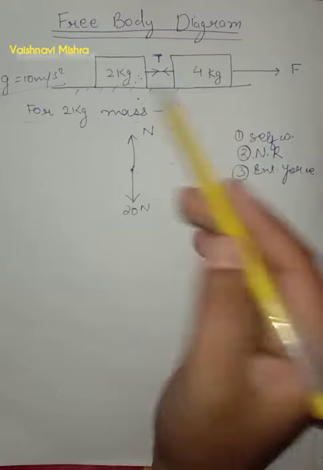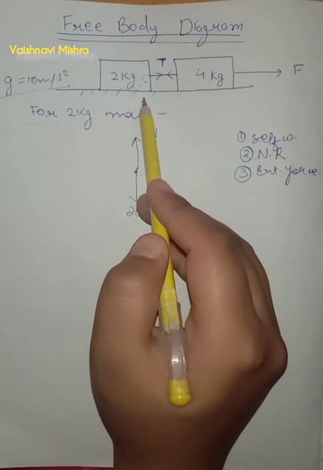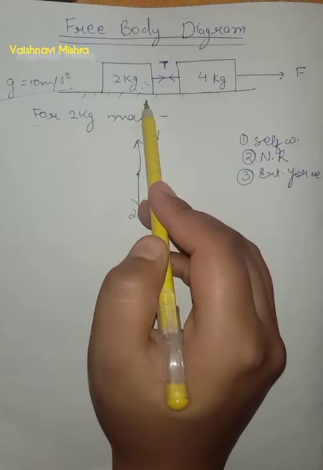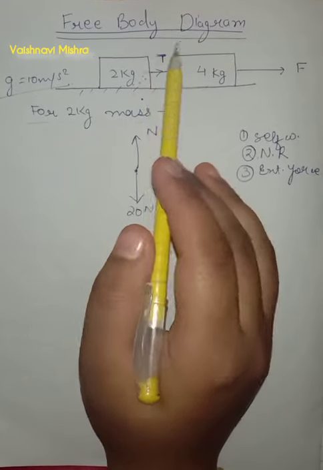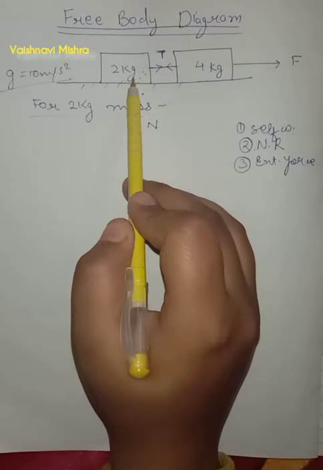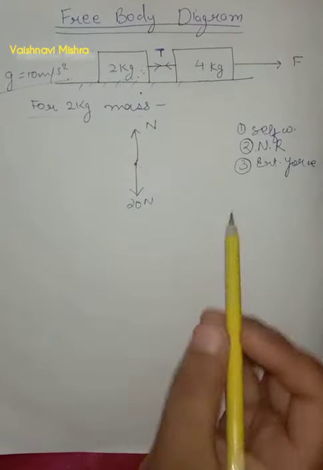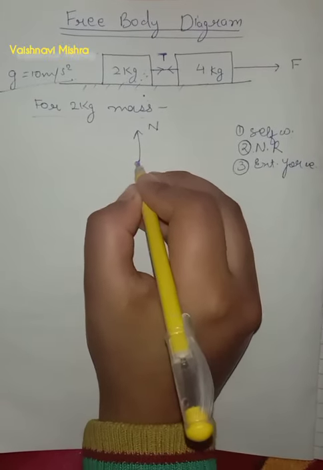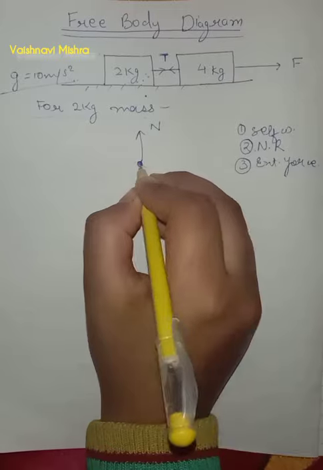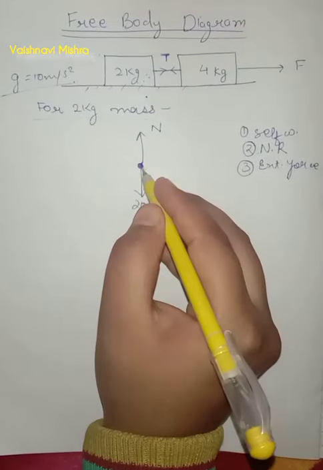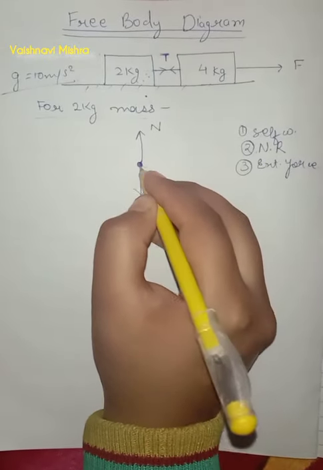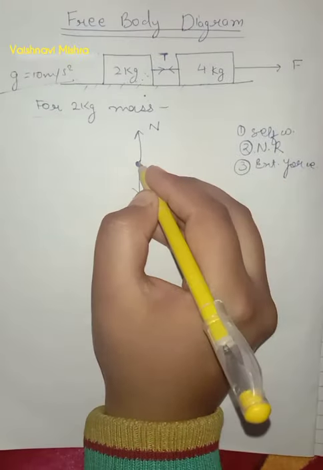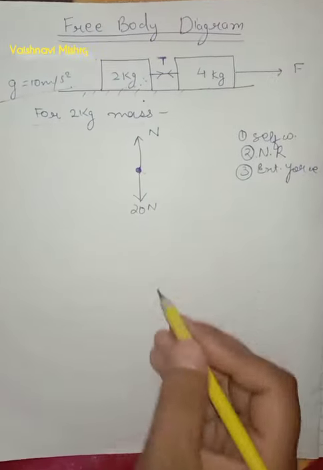So let's start. Suppose these are the two bodies and you have to make the free body diagram of these two bodies. First of all, we have to select the body of which we have to make the free body diagram. So first I have selected the body of 2 kg mass. I have taken this 2 kg body as a point object, with its mass centered in that point.